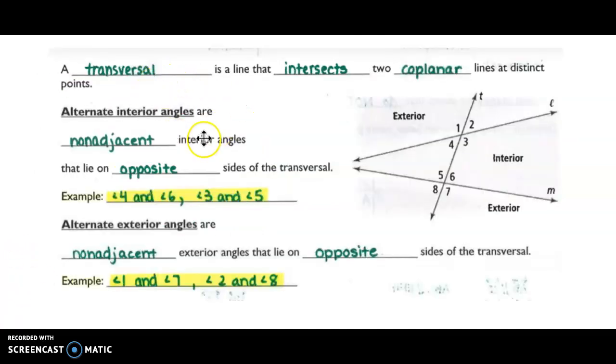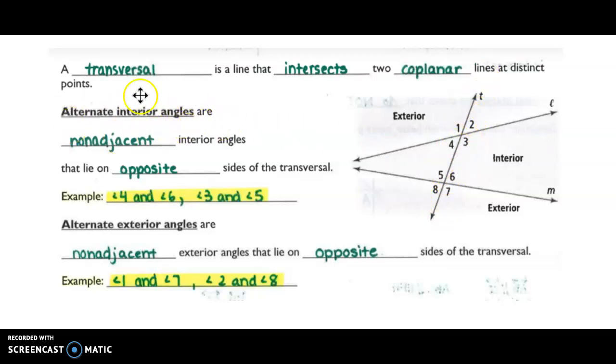We're going to go over some key types of angles that are going to keep coming up. Key phrases and vocabulary words of different kinds of angles that you're going to need in this class and also possibly in Algebra 2 and also in Pre-Calc. A transversal is a line that intersects two coplanar lines at distinct points. So here in this diagram, line T is the transversal.